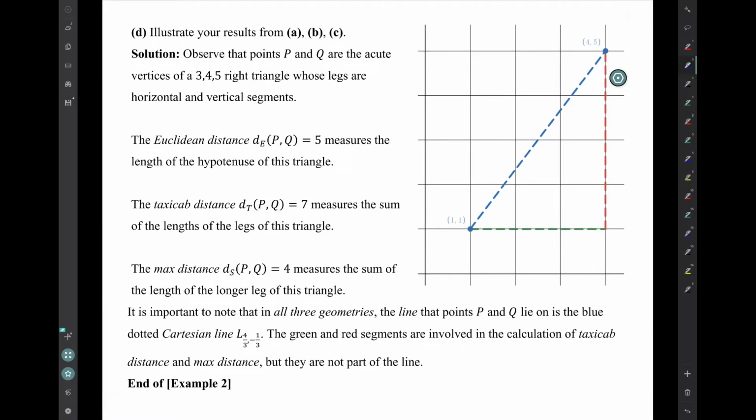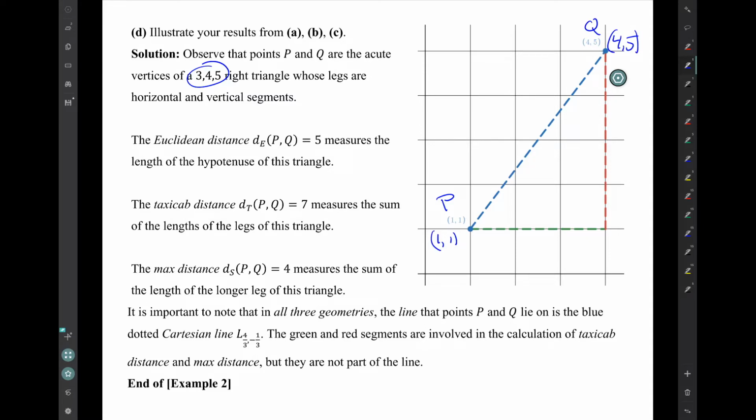Question D, illustrate our results from A, B, and C. Well, points P and Q are the acute vertices of a 3, 4, 5 triangle whose legs are horizontal and vertical segments. So here's point P down here, (1, 1). Here's point Q up here, (4, 5). Those are kind of faintly printed numbers, so I'm just drawing them by hand.